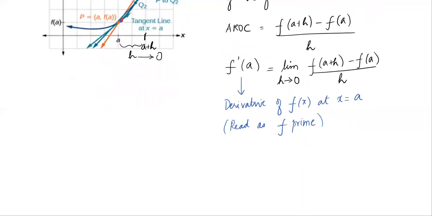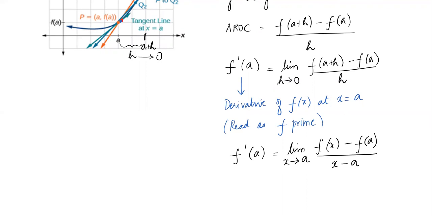You could also have, instead of a plus h and a, you could have had just x and a. Well, it doesn't change much. You just will not have the h notation, but you would still take the limit. So f of x minus f of a over x minus a, and you want this x to approach a. So then your limit will change accordingly.